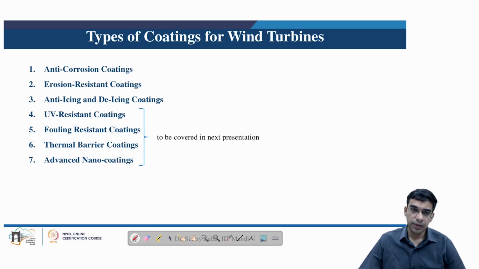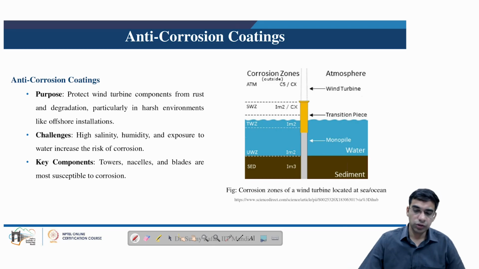that is the anti-corrosion, erosion resistance, and anti-icing and de-icing coatings. The rest four, that is ultraviolet resistance coating, fouling-resistant coating, thermal barrier coating, and the advanced nano coating, we will cover in the next presentation or lesson. So we begin with the anti-corrosion coating.